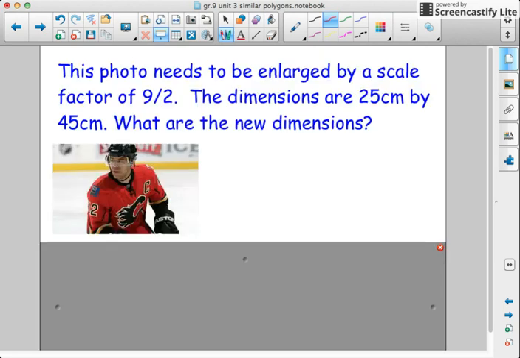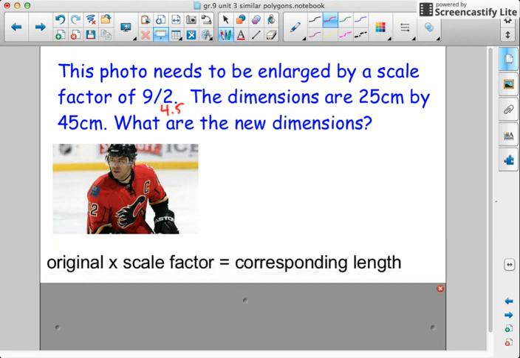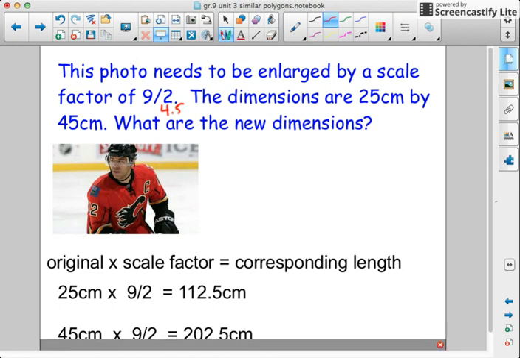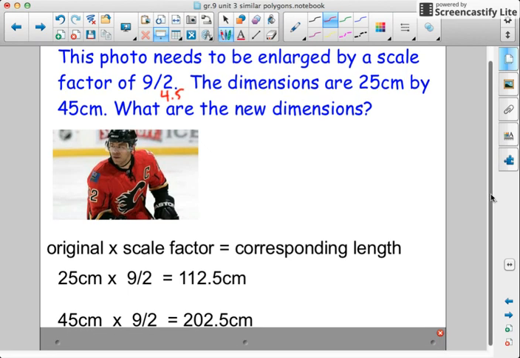So let's just do a couple examples. This photo needs to be enlarged by a scale factor of 9/2. You could also say 4.5. The dimensions are 25 centimeters by 45 centimeters. What are the new dimensions on your scale diagram? So we're going to take the original dimensions, the 25 and 45, and times it by the scale factor. So 25 times 9/2 would give you 112.5 centimeters. And 45 centimeters times 9/2 would give you 202.5 centimeters. So those are the new dimensions.